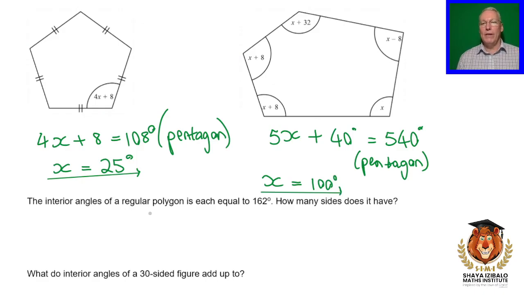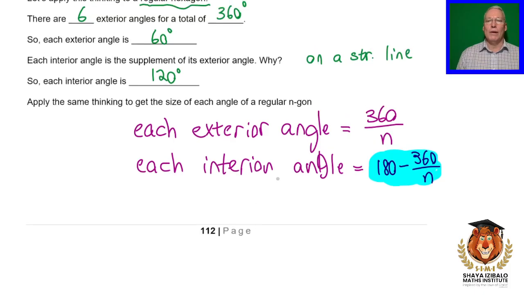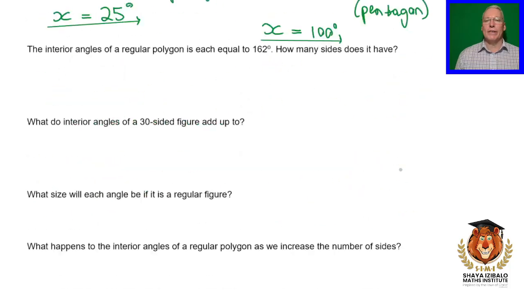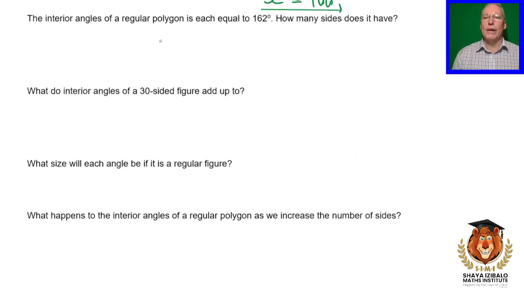Okay, the interior angles of a regular polygon are each equal to 162 degrees. How many sides does it have? Now remember, our little formula for each interior angle is 180 minus 360 over n, where n is the number of sides. We want 180 minus 360 over n to equal 162, and we need to solve that equation.